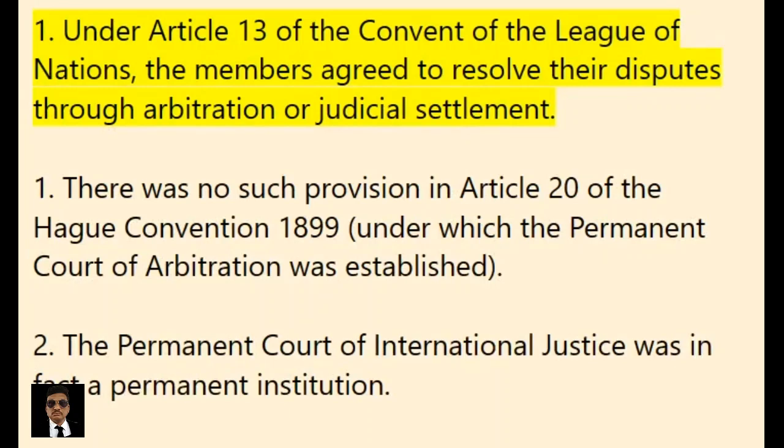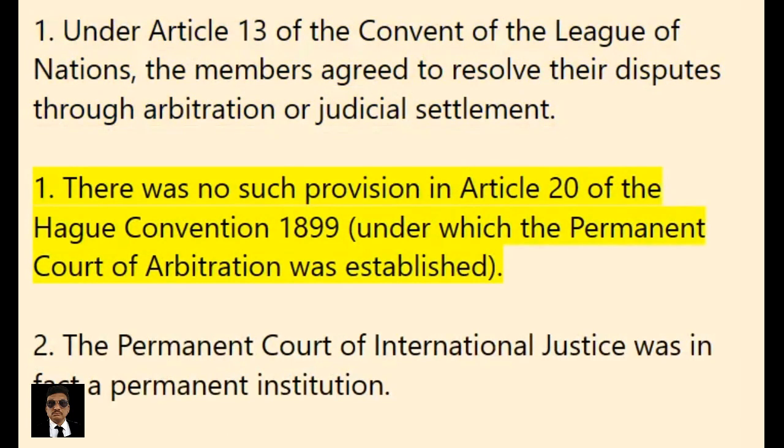1. Under Article 13 of the Covenant of the League of Nations, the members agreed to resolve their disputes through arbitration or judicial settlement. 1. There was no such provision in Article 20 of the Hague Convention 1899, under which the Permanent Court of Arbitration was established.